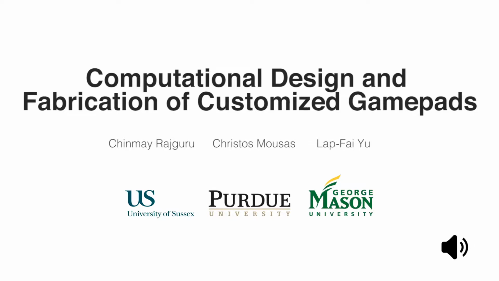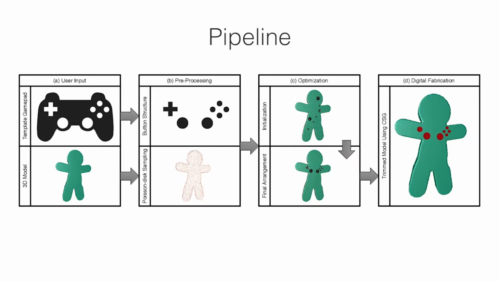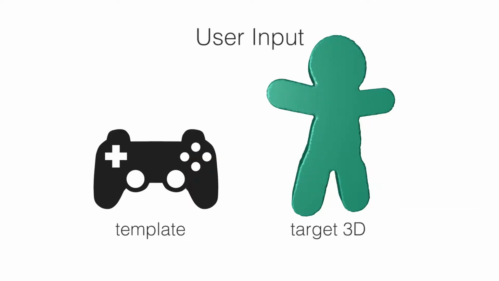We present a complete pipeline for fabricating 3D objects into functional gamepads by retargeting the structure of the gamepad's buttons to 3D models. The approach starts by asking the user to first define a template gamepad and a target 3D model.